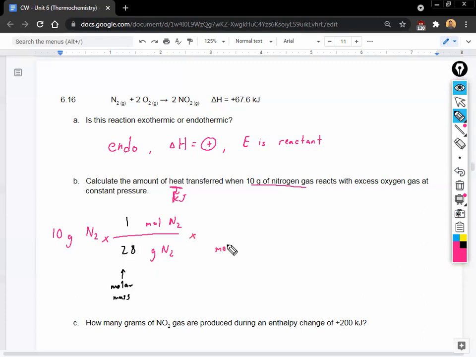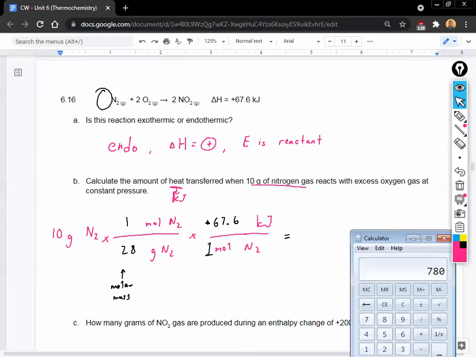We want to turn moles of N2 into energy, so we want to turn it into kilojoules. You go to the chemical equation, you see there's no number in front of N2, so it has to be 1 mole. And the amount of energy that is absorbed is going to be 67.6 kilojoules. We keep it a positive number because the energy was absorbed. Okay, so all we need to do to finish it up is plug and chug that into the calculator.